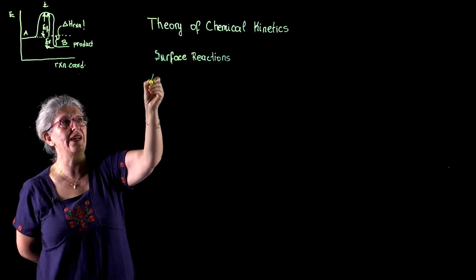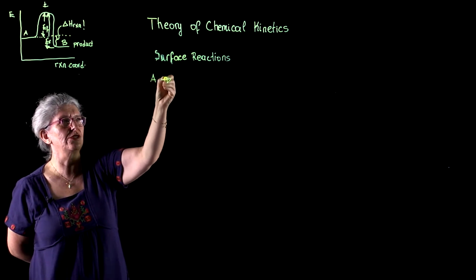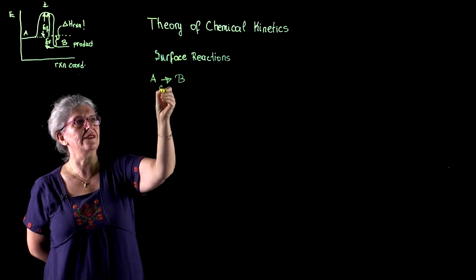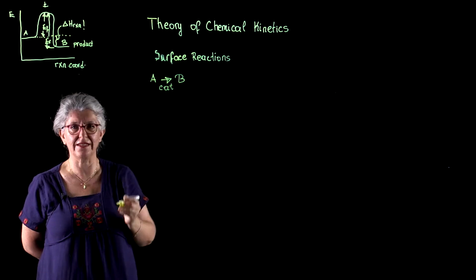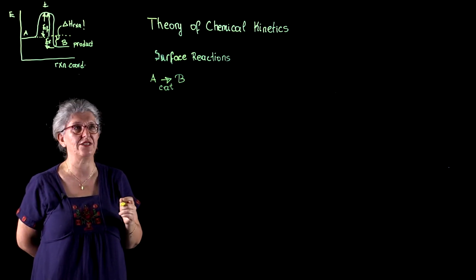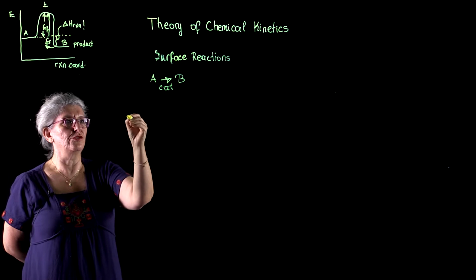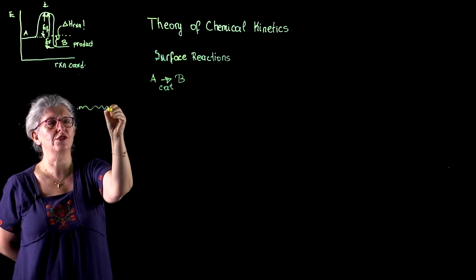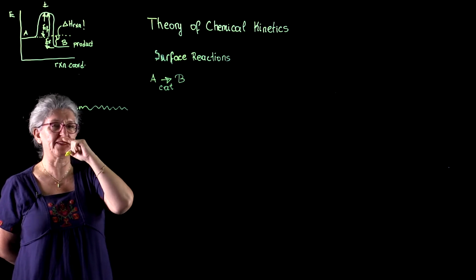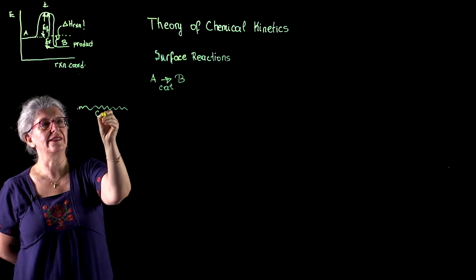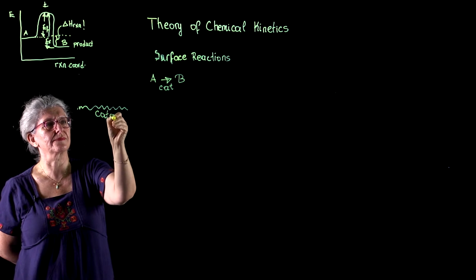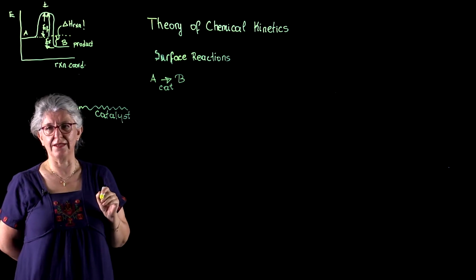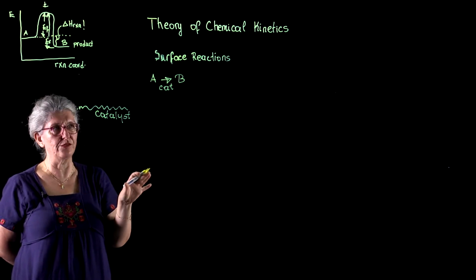Again, we are going to have a unimolecular A transforming to B, but this time we have a surface, a catalyst that expedites the rate of the reaction. For the sake of discussion in this lecture, I'm going to have a wiggly surface that will symbolically represent the catalyst. My catalyst is fully exposed.